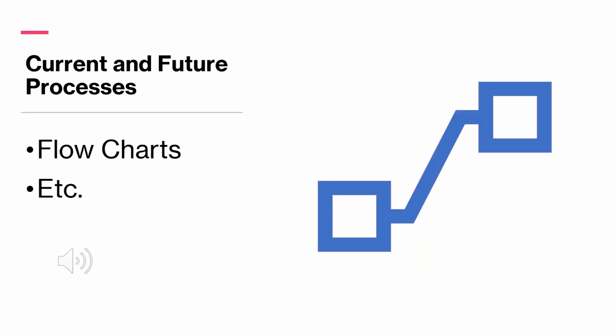Current and future processes, flowcharts, how things move from one point of a production to another. How can they be made more efficient? How can they be made so the company is more profitable?